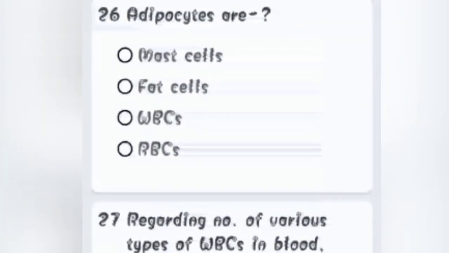Next question 26. Adipocytes are: option A, mast cells, option B, fat cells, option C, WBCs, and option D is RBCs. The answer of this question is option B, fat cells.